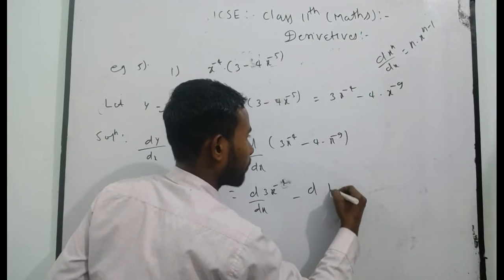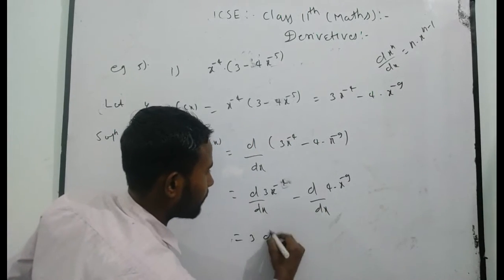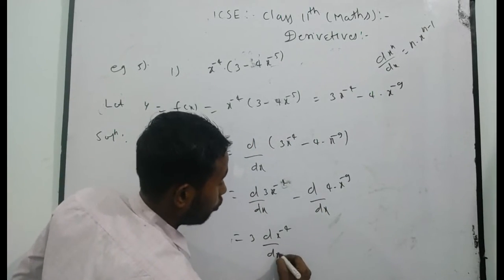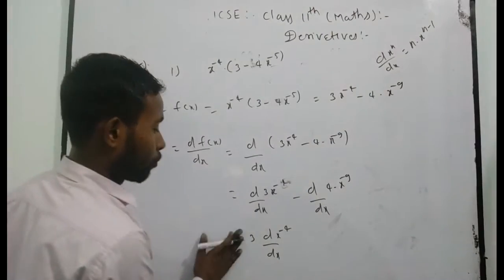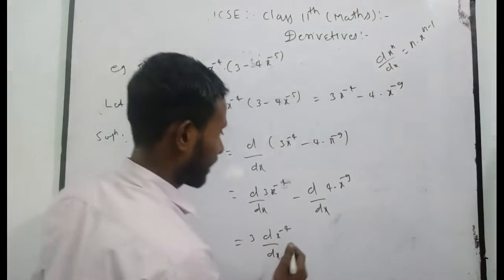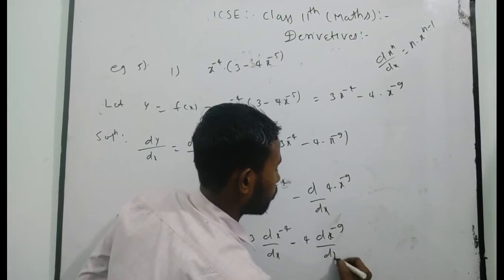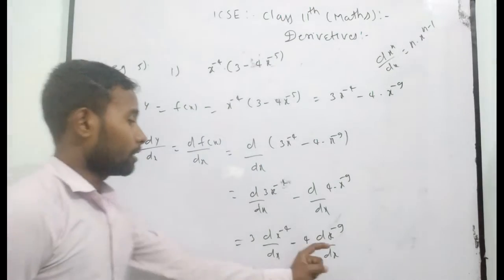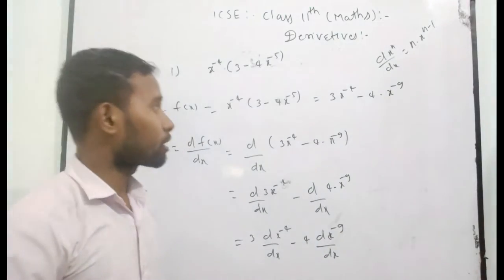Now for the derivative of 4 times x to the power minus 9 with respect to x. Can I take 3 common out of this expression? I do not always solve this way, because you have to write all these steps, and I don't like to write all these steps. Only for you I have written here. I have taken 3 common and 4 common. Now you have to simply use this formula.